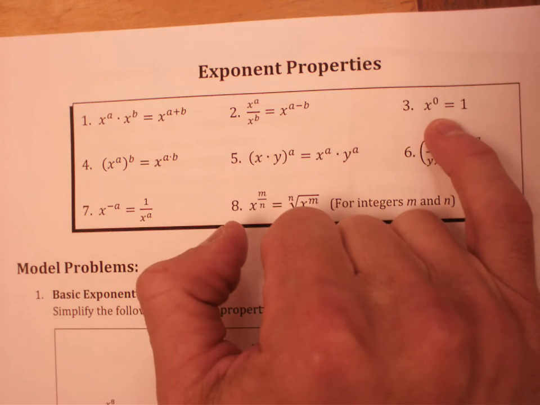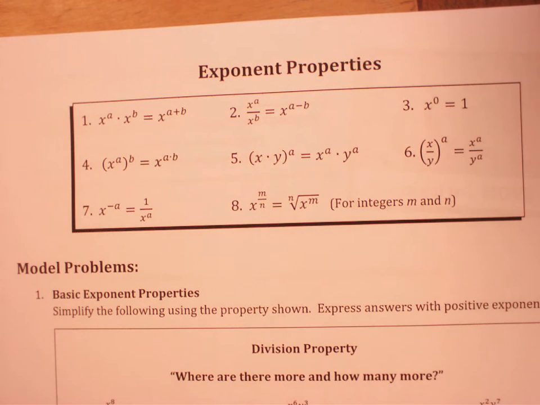Anything to the 0 power is 1, except for 0 to the 0. If I told you 7 to the 0 power, it's 1. If I told you a billion to the 0 power, it's 1. We could talk about why, but I don't think you find that as interesting as I do.